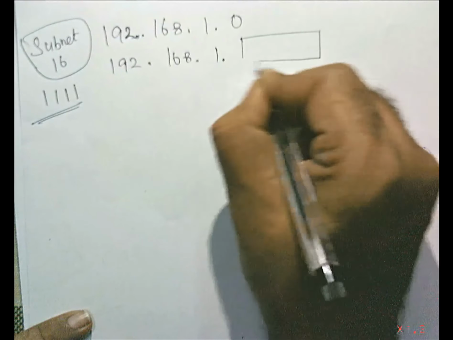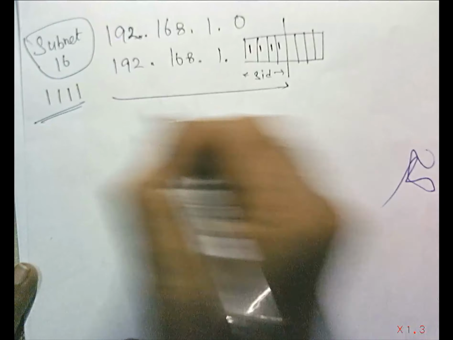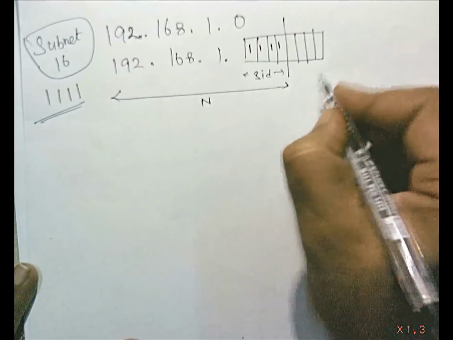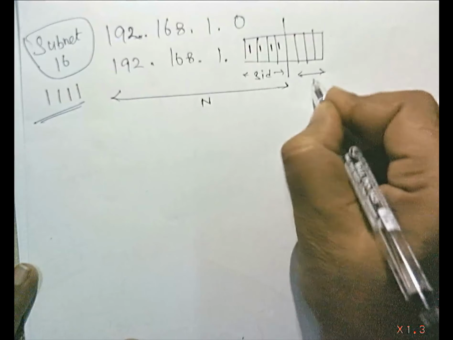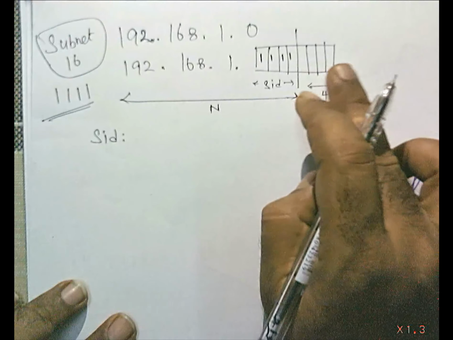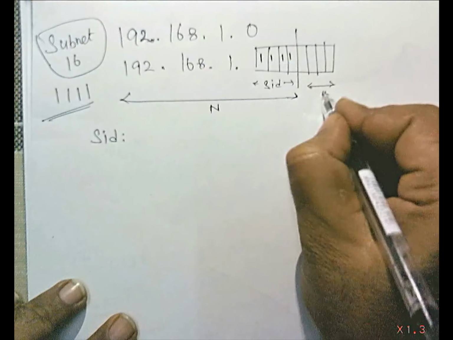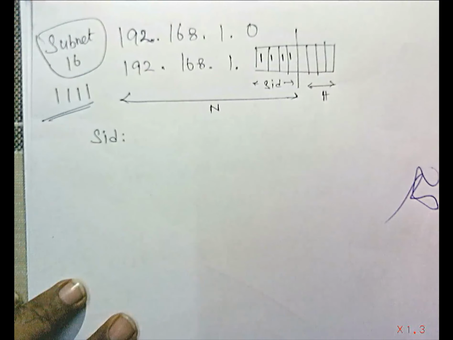Okay, so this is going to be our subnet part now. This is the subnet ID, the entire thing is going to be the network part, and this is going to be our host part. First, we have to find the subnet ID. What is the formula? You can make everything 0 in the host bits. If you make everything 0 in the host bits, you will get the subnet ID.